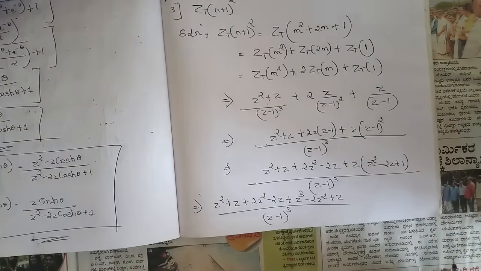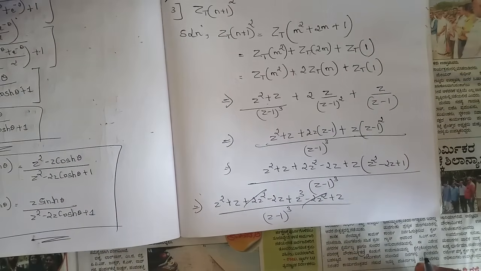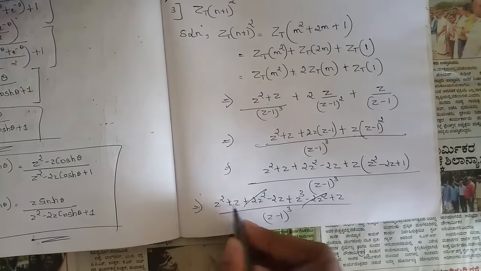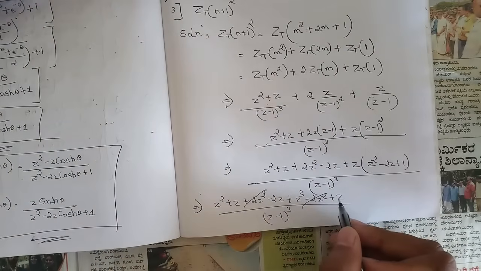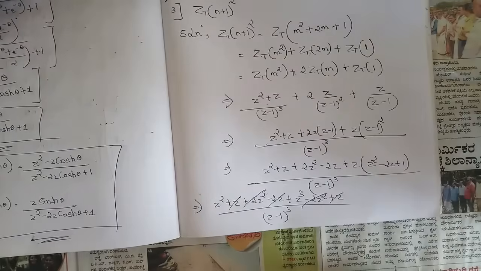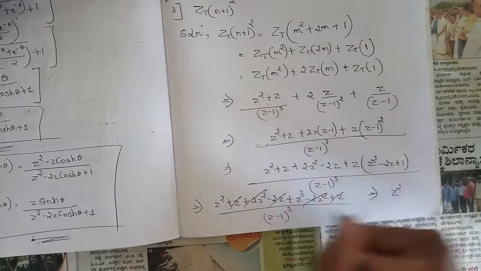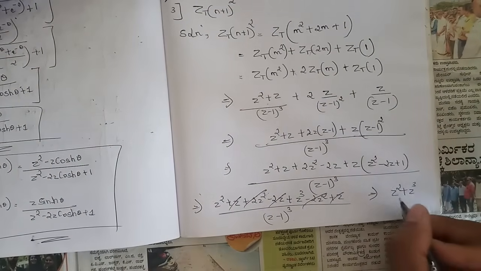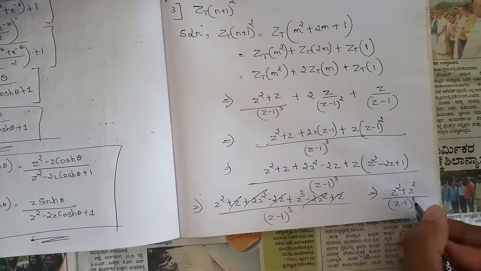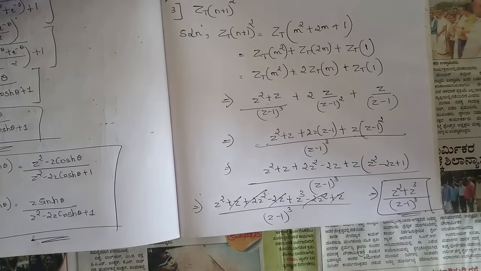We can cancel some terms here, that is 2z square and minus 2z square gets cancelled. So z plus z is 2z and we have here minus 2z. So we can cancel these three terms as well. So what are the terms remaining? z square plus z cube divided by (z minus 1) whole cube. So this is the required answer.